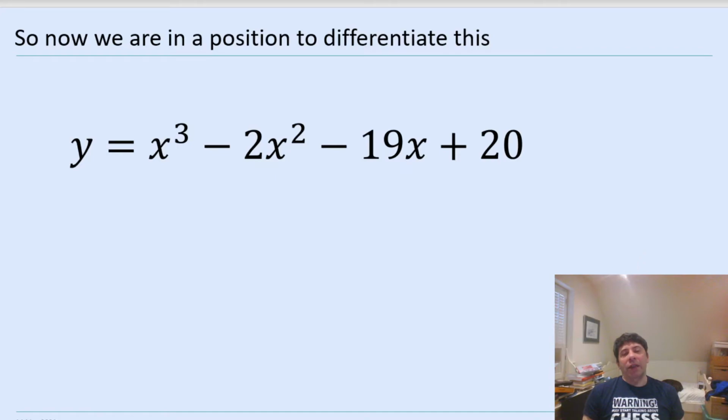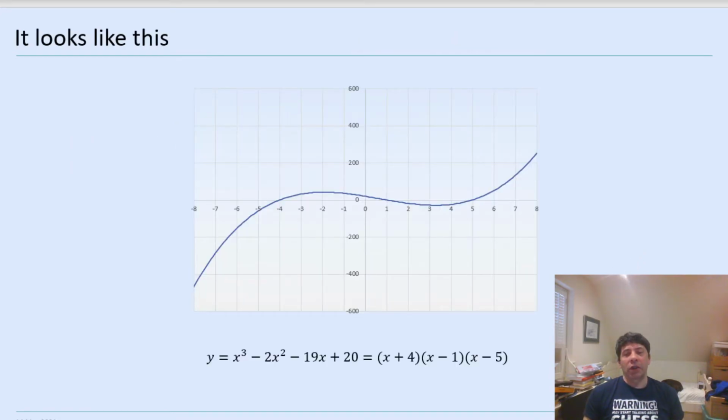We can differentiate this. So we just go through term by term and then add together the differentials of each term. So let's look at the graph to begin with. x cubed minus 2x squared minus 19x plus 20. This can be factorised as x plus 4 times x minus 1 times x minus 5, which means it's going to intersect the x-axis at minus 4, 1 and 5. Those are all the points which make the function 0, because in each case one of these linear terms will become 0.